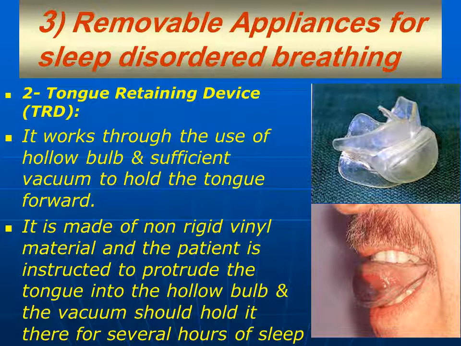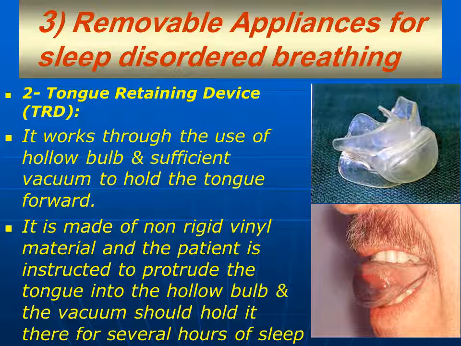Another treatment modality for these cases is the tongue retaining device. It works through the use of a hollow bulb and sufficient vacuum to hold the tongue forward. That's to say, when the patient places the tongue, while it is wet, into this hollow bulb, the tongue will adhere in a slightly forward position. It's held in place by vacuum and therefore it will keep the airway open.